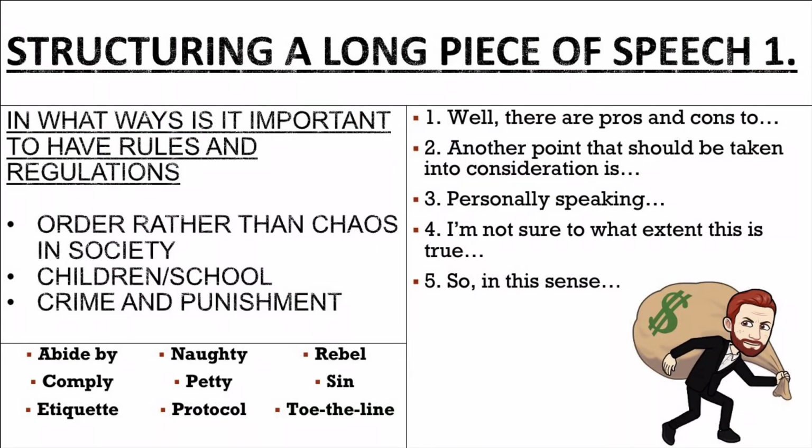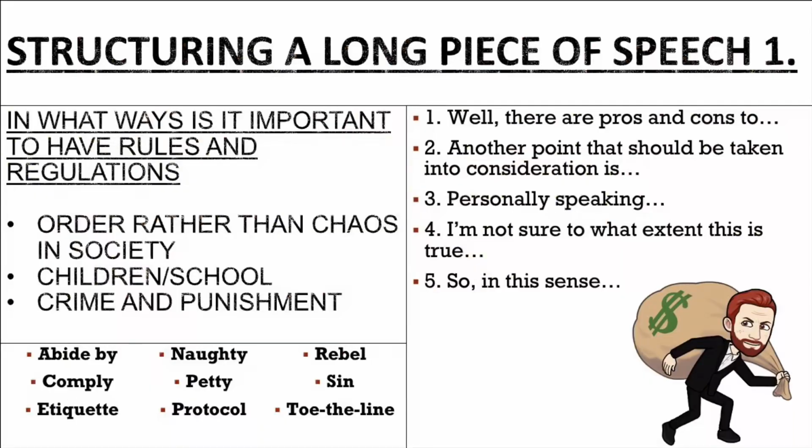If you want to introduce a contrasting idea, we could look at number 4. And here we could say something like, I'm not sure to what extent this is true. So maybe you've said something about how rules and regulations at school are a way to prepare you for life after school. Do they have a good basis for our after or post-education pursuits into the working world, for example?